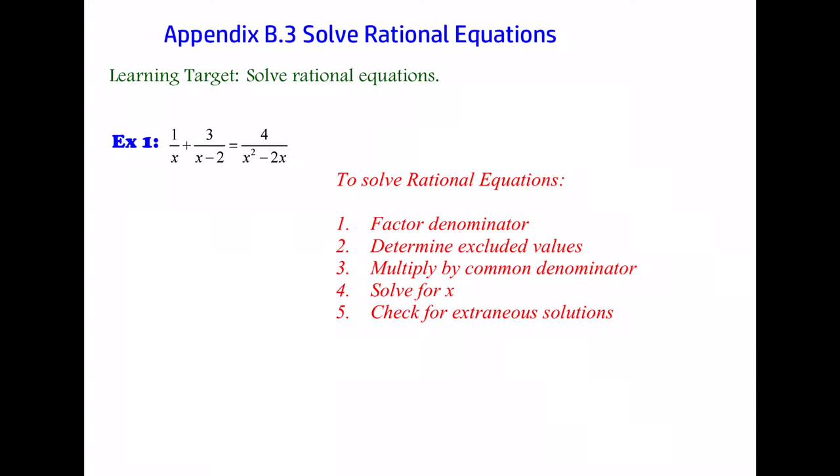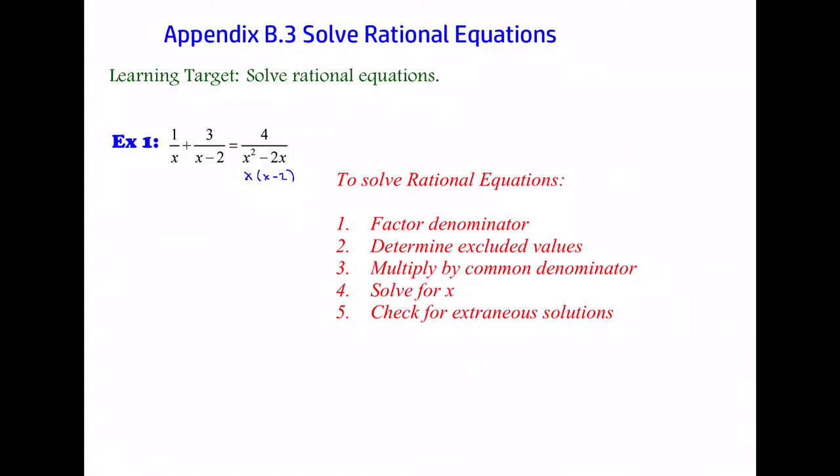Well, we really don't want the denominator there. We want to somehow get rid of that by multiplying. So the first thing to do is figure out what those factors are. So number one is to factor the denominator. So x and x minus 2 are fine, but then x squared minus 2x, you can factor out the GCF of x. So we're left with x and x minus 2. So we factor the denominator.